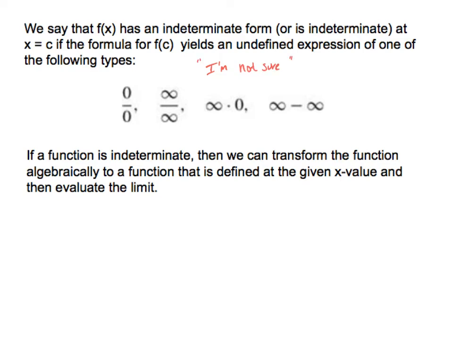But if a function is indeterminate, then we can transform it algebraically to a function that is defined at the given x value and then be able to evaluate that limit. So essentially, we can manipulate it, right? We can find an answer. But I really want to make an important note at this point. Some number other than 0 over 0 is not indeterminate. This is already established as something that is undefined. Another number besides 0 over 0 is undefined.